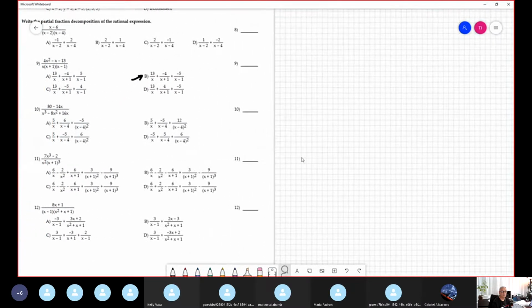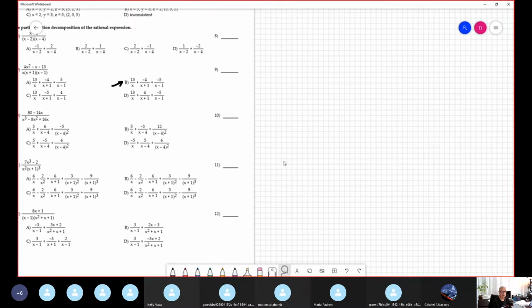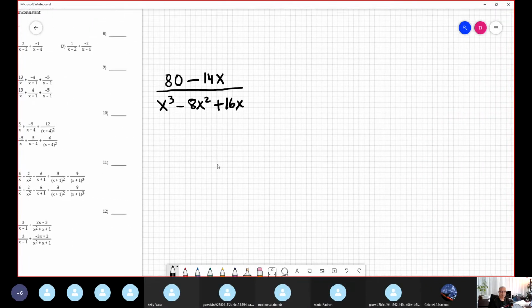Number 10 now. Okay. Number 10 says 80 minus 14x divided by x cubed minus 8x to the second power plus 16x. Okay, what should I do first? Well, the first is factorization of the polynomial in the denominator. I can see that x is a greatest common factor.